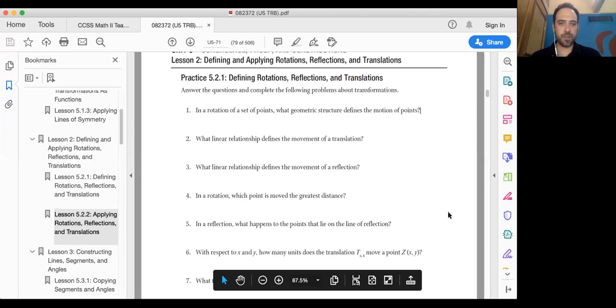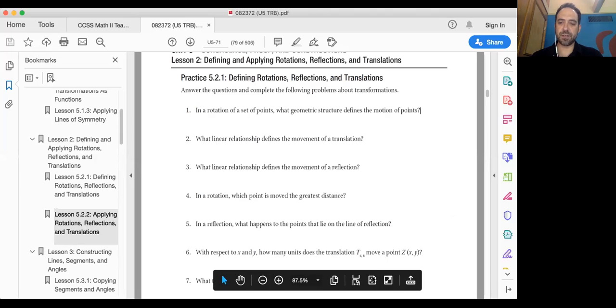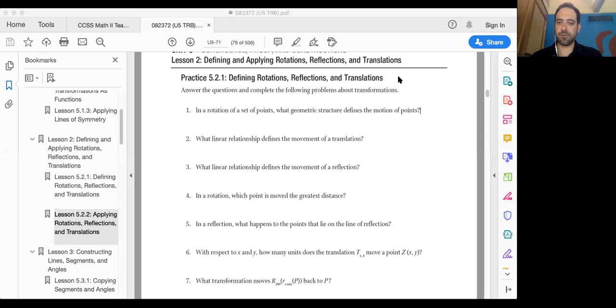All right, number 3. What linear relationship defines the movement of a reflection? Now, these are worded very challengingly. This is a challenge here, so don't worry if you're not sure and you need some help with this. So what is the relationship of a point that is reflected?